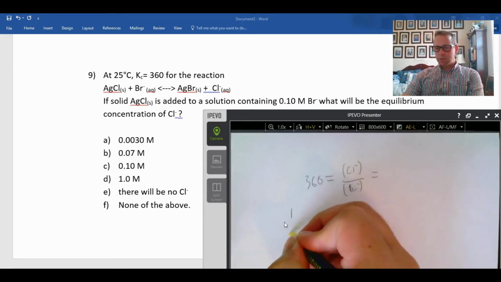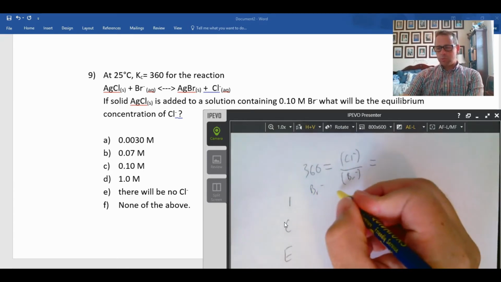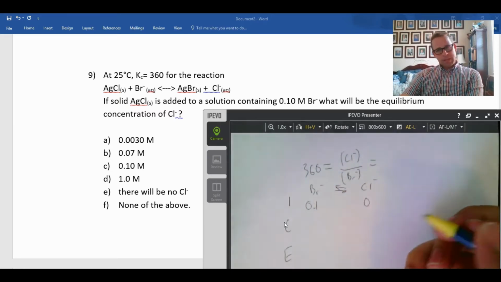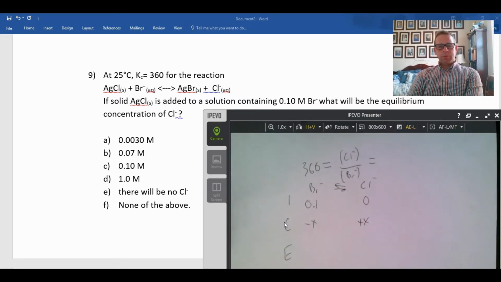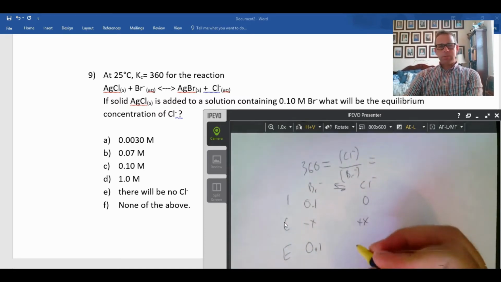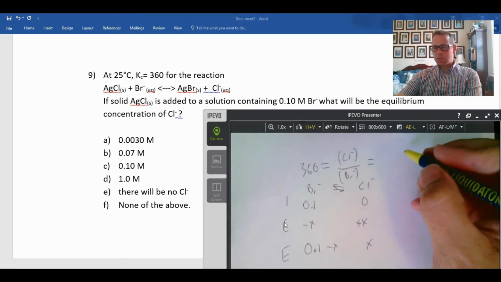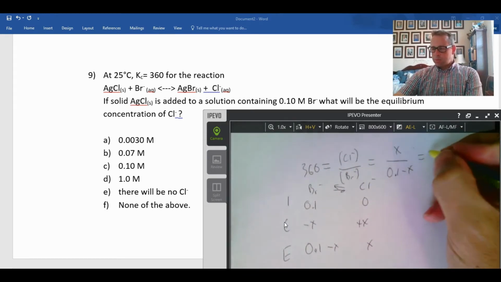So if we have an ICE table to help guide us through an understanding of what's happening, our initial concentration for, and I'm just going to include the bromide ion and the chloride ion because the solids don't shift the equilibrium. We start off with 0.1 molar of this and 0 of this. We know the shift is going to the right, minus x plus x. The equilibrium concentration is 0.1 minus x for this one, and x for this one. So the concentration at equilibrium up here is x, down here is 0.1 minus x, and that has to be equal to 360.